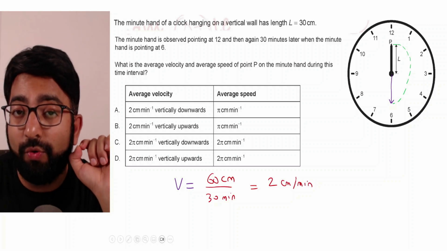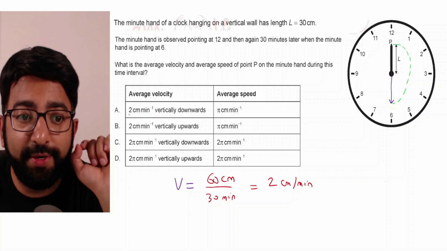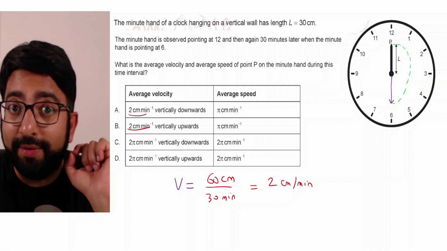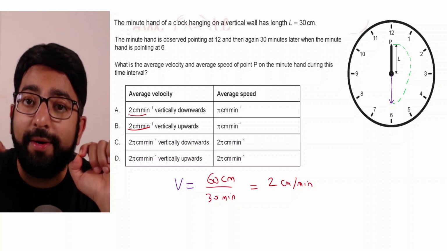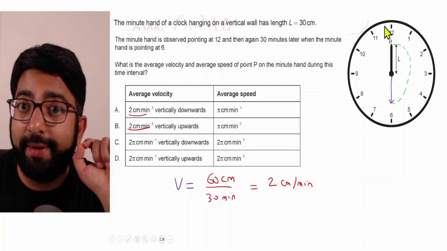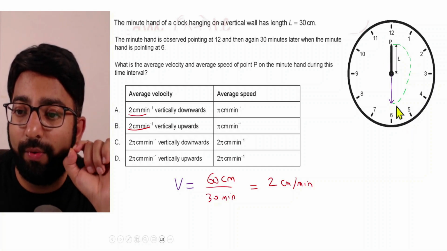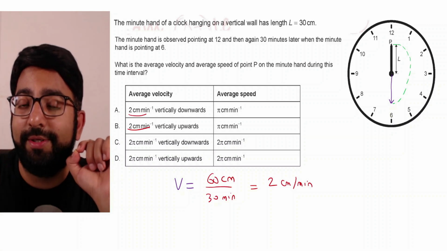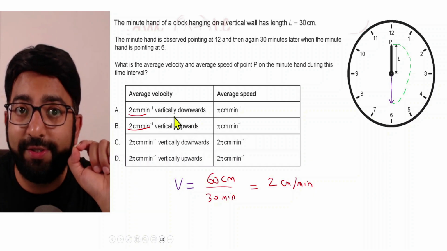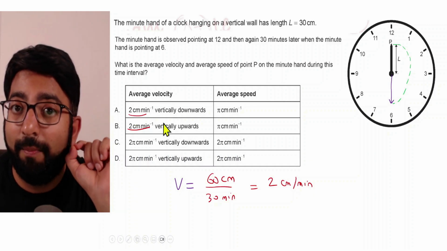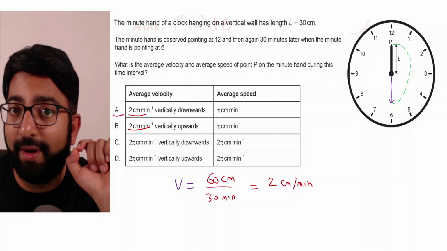This is the magnitude of the average velocity, which means now if we look at the options, the answer is either A or B. For the direction, all we need to figure out is where is the particle with respect to the start point. So here the particle point P was over here and finally it went down. So the end point is below the start point. So we will say the direction is actually downwards. So average velocity is 2 centimeters per minute but vertically downwards. Hence, of course, option A will be the answer.